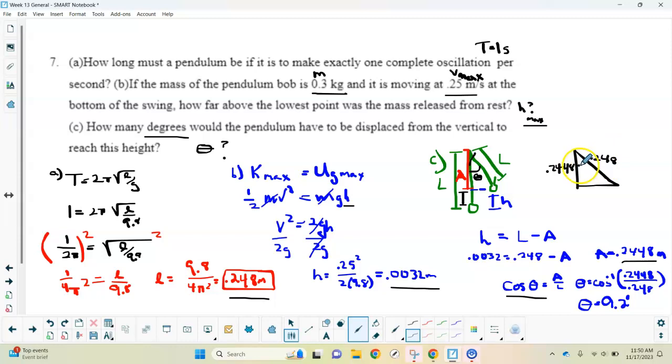And we're looking for theta. So this would be the opposite side. That's my hypotenuse. This is my adjacent side. So I want A and H, which is cosine, CAH. So from SOHCAHTOA, it's CAH. And then you're going to solve for theta. And when you eventually do that, you get 9.2 degrees. So again, small angle approximation works for this problem.